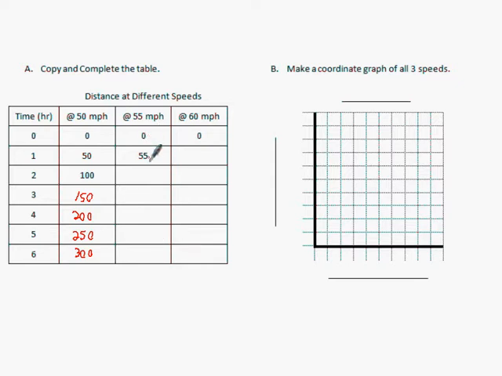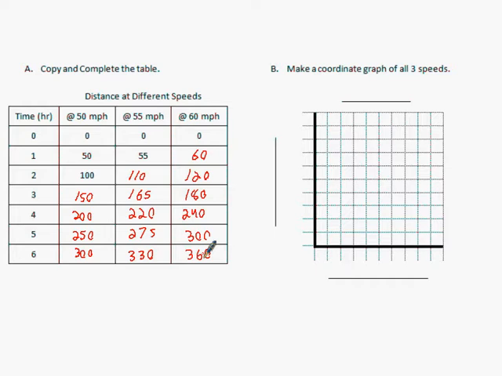0, 55, plus 55 is 110, plus 55 is 165, plus 55 is 220, plus 55 is 275, plus 55 is 330. Now at 60 mile per hour, same thing, counting by 60s. 0, 60, 120, 180, 240, 300, and 360. Table, really easy to fill in. Just notice what you're counting by.